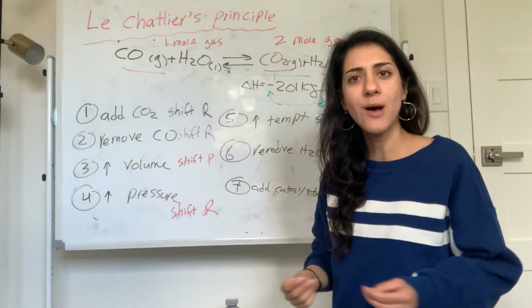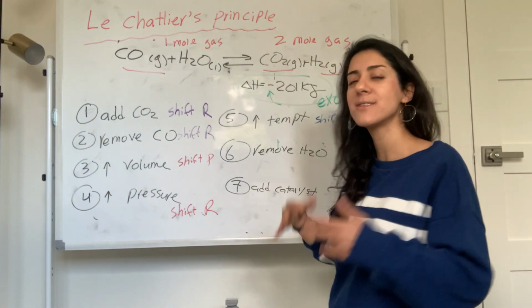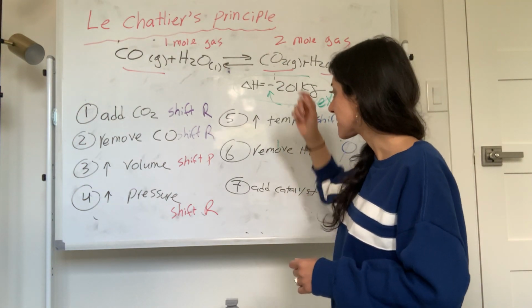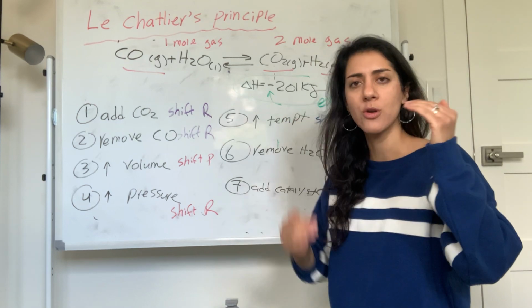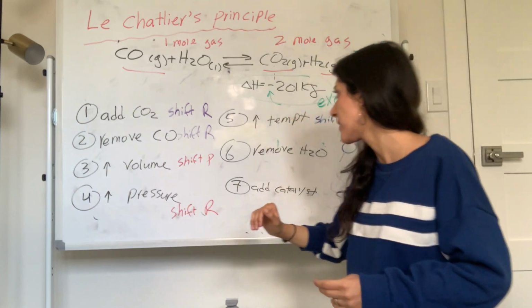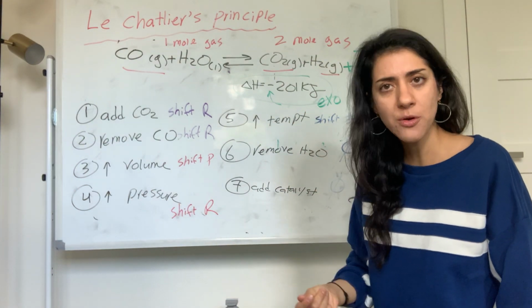Remember that, bigger the house, more people you can fit, right? So if you increase the volume, it's going to shift to the side that has more moles of gas. Now pressure is the opposite of volume. Remember that, pressure goes up, volume goes down, so then it will shift to the other side if I increase the pressure. Temperature has to do with exothermic, endothermic.